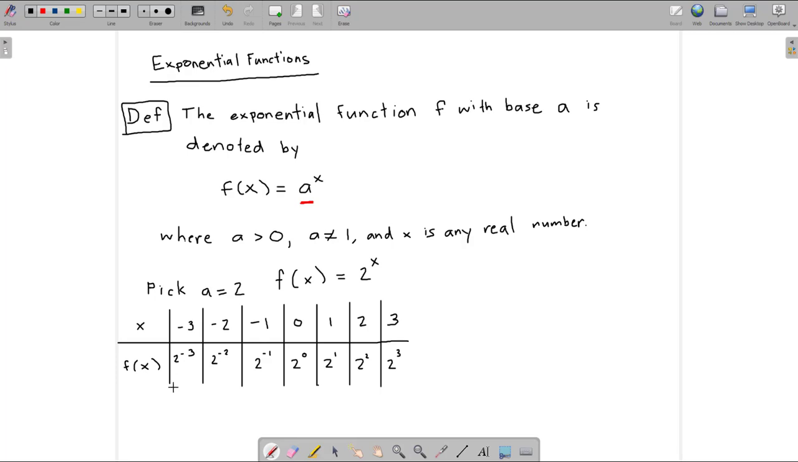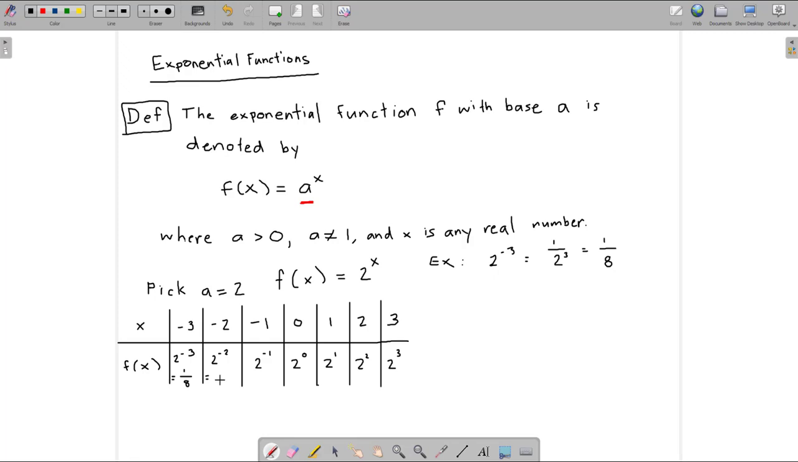So remember with negative exponents, I'll do a sample calculation over here. If you have a negative exponent, you have to take the reciprocal of your base and raise it to the power, but positive. So here, this would be 1 over 2 to the third, and 2 to the third is 8. So in my table here, this is the same as 1/8.